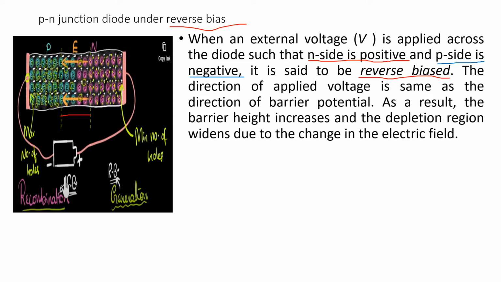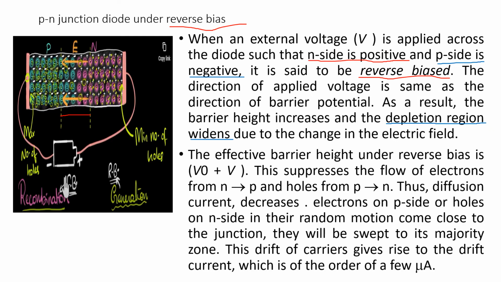As a result, the barrier height increases and the depletion region widens. Please note, the depletion region widens in reverse bias due to the change in electric field. The effective barrier height under reverse bias is V0 plus V. This suppresses the flow of electrons from N to P, and holes from P to N.